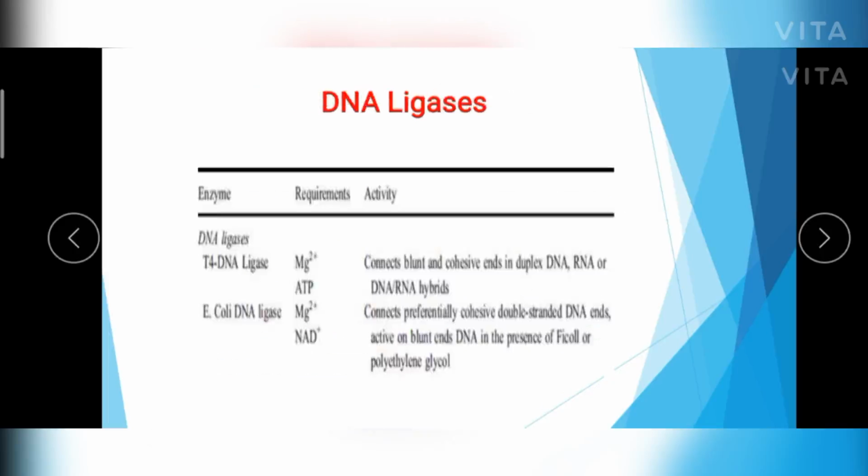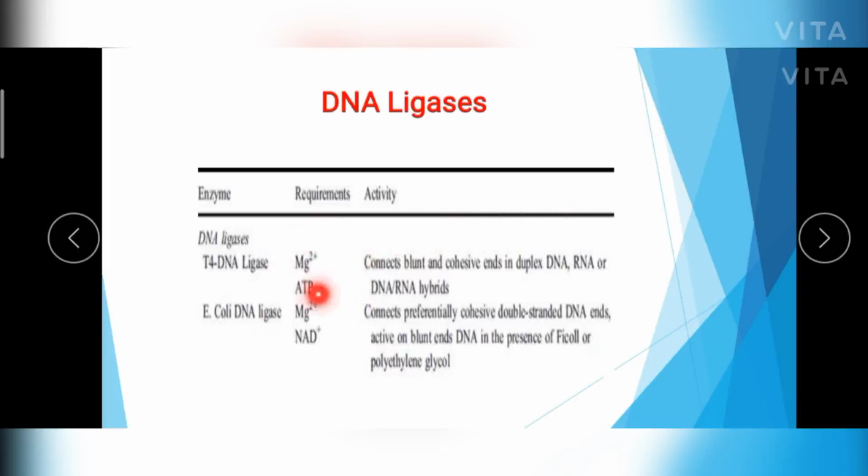Commercially, these DNA ligases are extracted from T4 bacteriophage and E. coli. Whatever may be the source, the mechanism of action will be the same, that is the formation of the phosphodiester bond. They will be joining the DNA fragments.